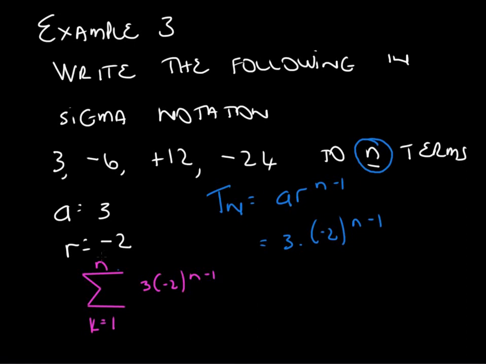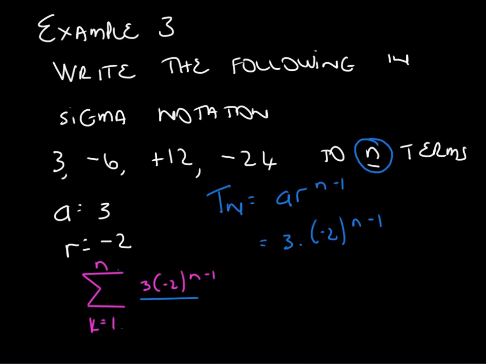And so what we need to first do is find our general term. That's going to be 3 times -2 to the power n minus 1. And that's what we are going to substitute here. That's the expression that we are going to substitute into. And what's the first number that we substitute? 1. And then we're going to substitute 2, 3, and so on.